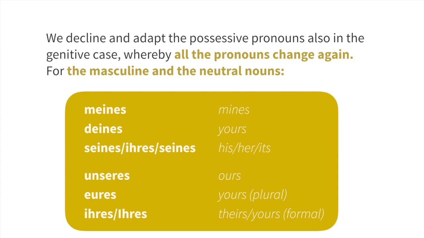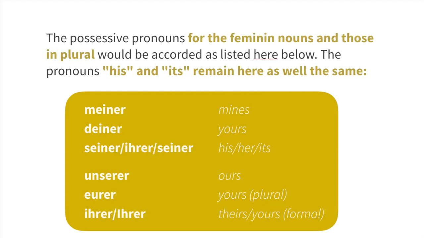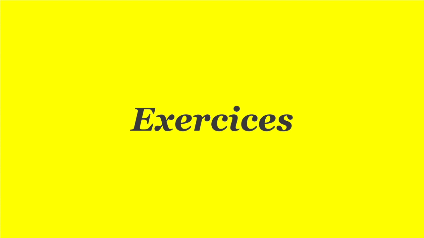The possessive pronouns for the feminine nouns and those in plural, yeah, are meiner, deiner, yours, seiner, ihrer, seiner, his, her or its. Unserer, ours, eurer, yours in plural, ihrer or Ihrer, theirs or yours, formal. Here we go. Let's do some exercises.